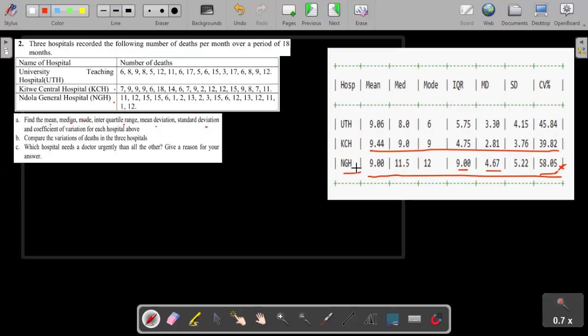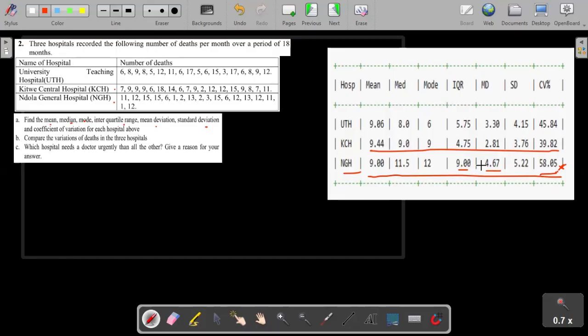So based on their variations, if we look at this coefficient of variation, we see that the NGH has the largest variation, which is 58 point something. Then UTH has 45, and KCH has 39. So it means at NGH there are a lot of deaths happening because of the variation, maybe in the treatments, and just the number of deaths that are taking place there.